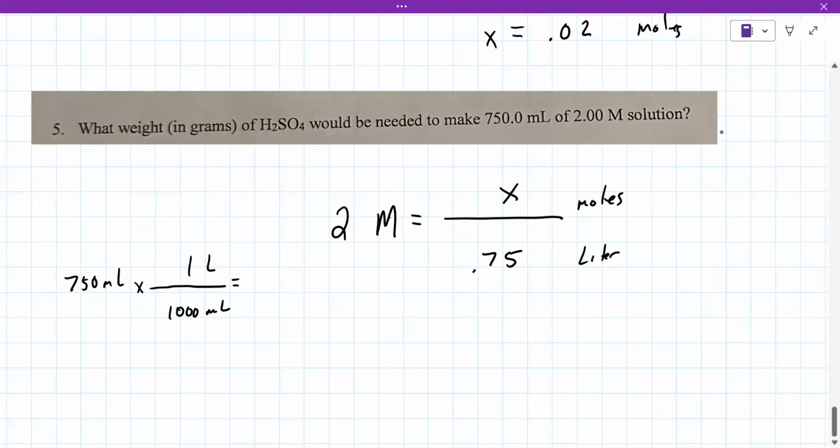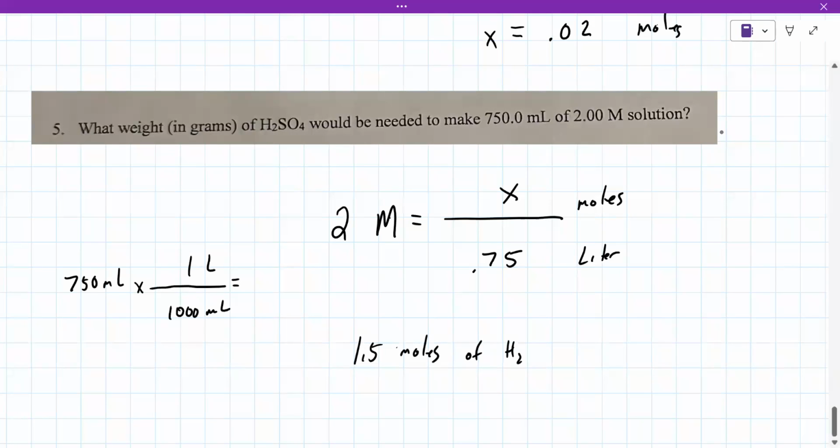X is the number of moles. So could you quickly calculate that for us, please? How many moles? So 1.5 moles, and we would be done in the previous problem.